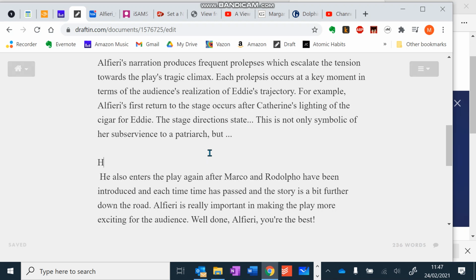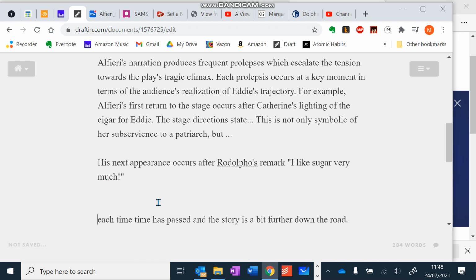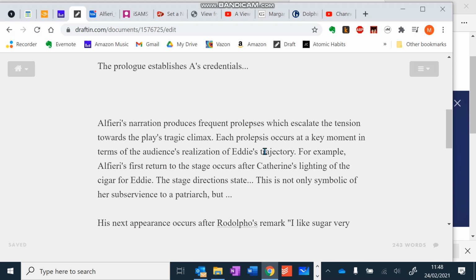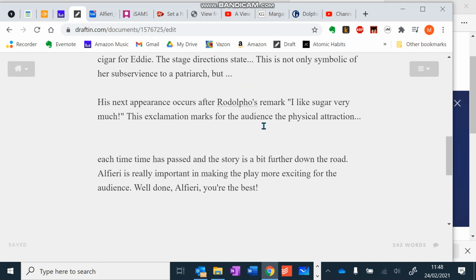And then I might say his next appearance occurs after Rodolfo's remark. It's my favourite line in the play. "I like sugar very much." Okay. And I've got more detail already. I'm doing better. I'm going to leave that there because I'm going to find a way to say that. This exclamation marks for the audience the physical attraction between the pair, and I'd probably include possibly the stage direction for Eddie, where I think his face puffed with trouble or something like that. So again, you've got a bit of analysis. So you've got stagecraft and language, and obviously this whole paragraph is going to be dealing with structure. So you've got all those elements in place.